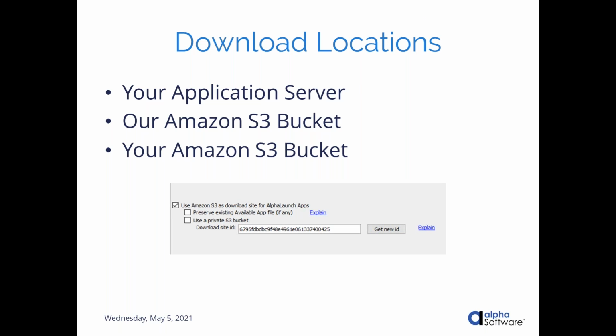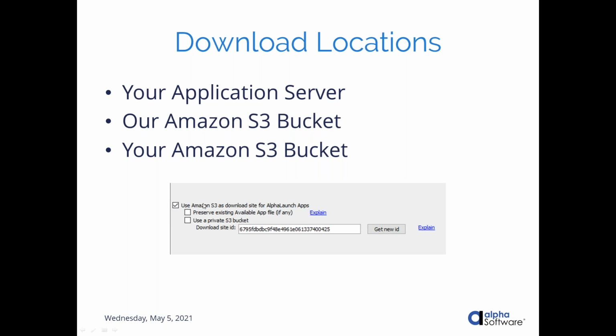So the other piece that you need to know about is the download location. There are two places you can download from, your application server or an Amazon S3 bucket. This screenshot is from the current nightly build. It is not from the current release that's out there. I need to clarify that because my whole demo is based on this. You can use our Alpha Anywhere or Alpha Software Amazon S3 bucket to host your files for download. And that's included in the next release.